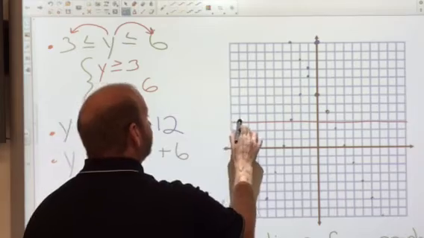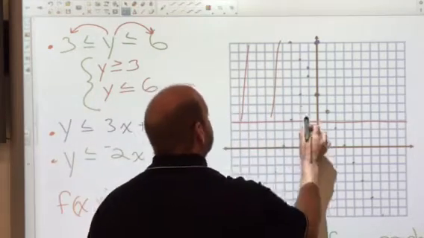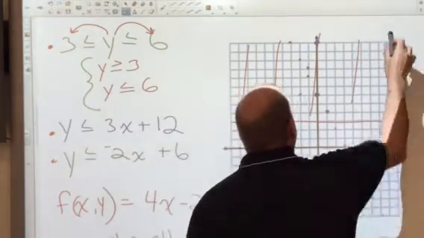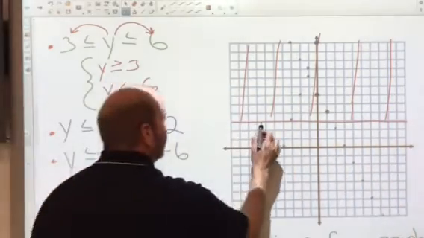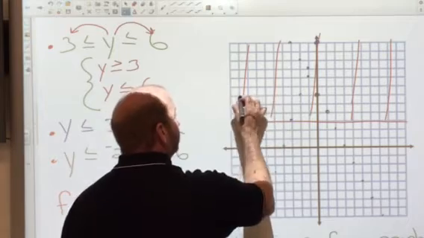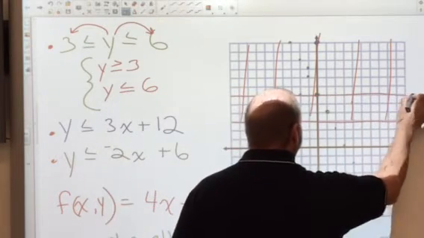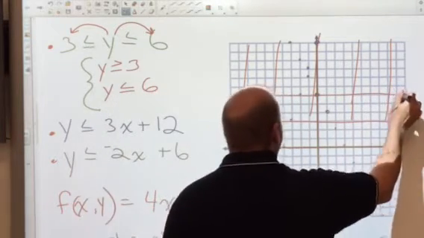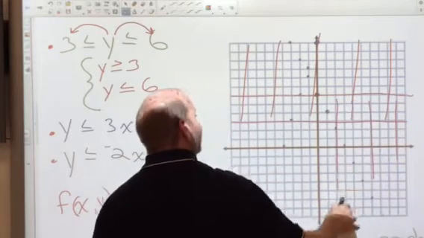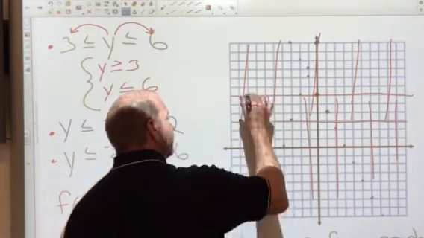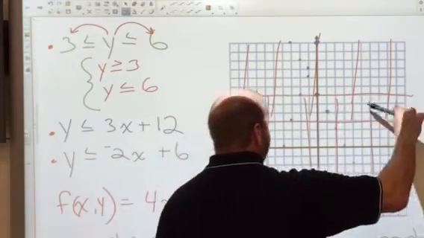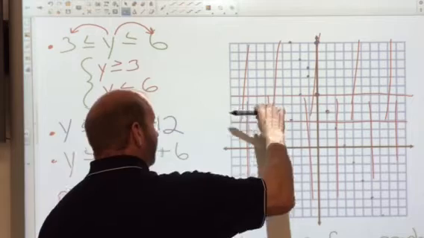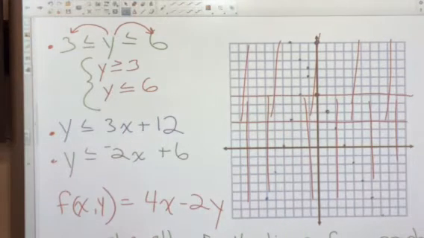Greater than is shading above. Y is less than or equal to 6: 3, 4, 5, 6. So you have a horizontal line through 6, and that's less than or equal to, shaded below, and the equal to is the solid line. So far we have a feasible region between the two horizontal lines. They're parallel to each other.